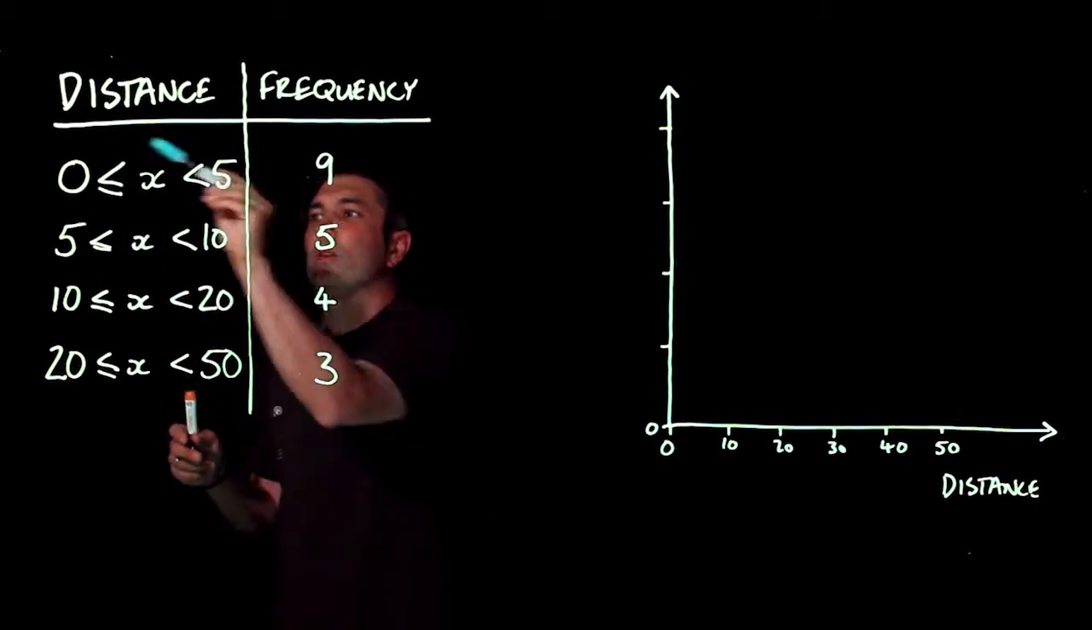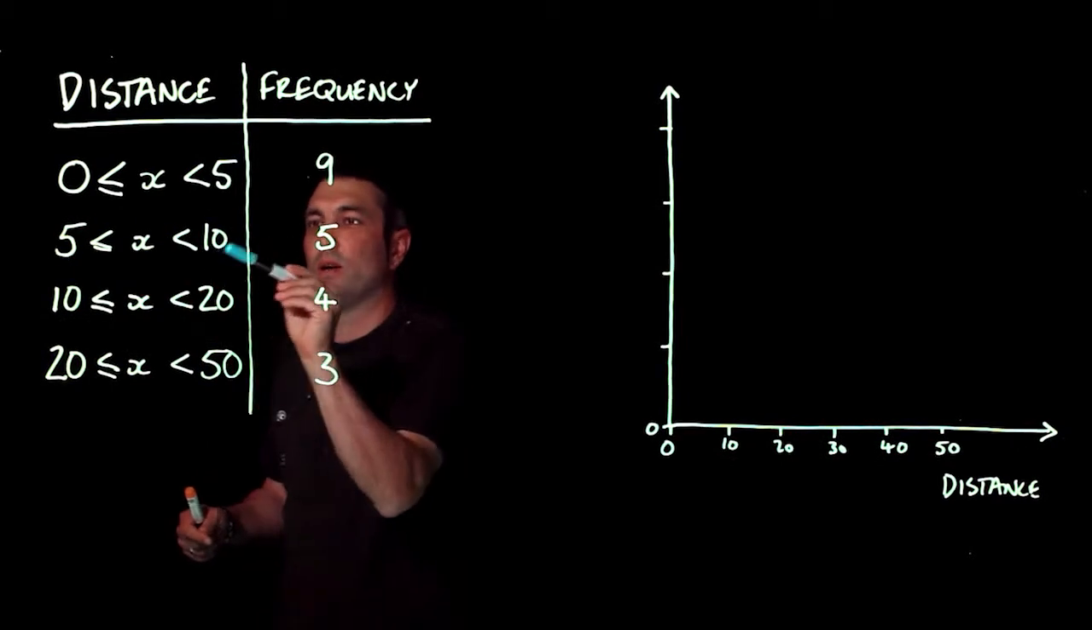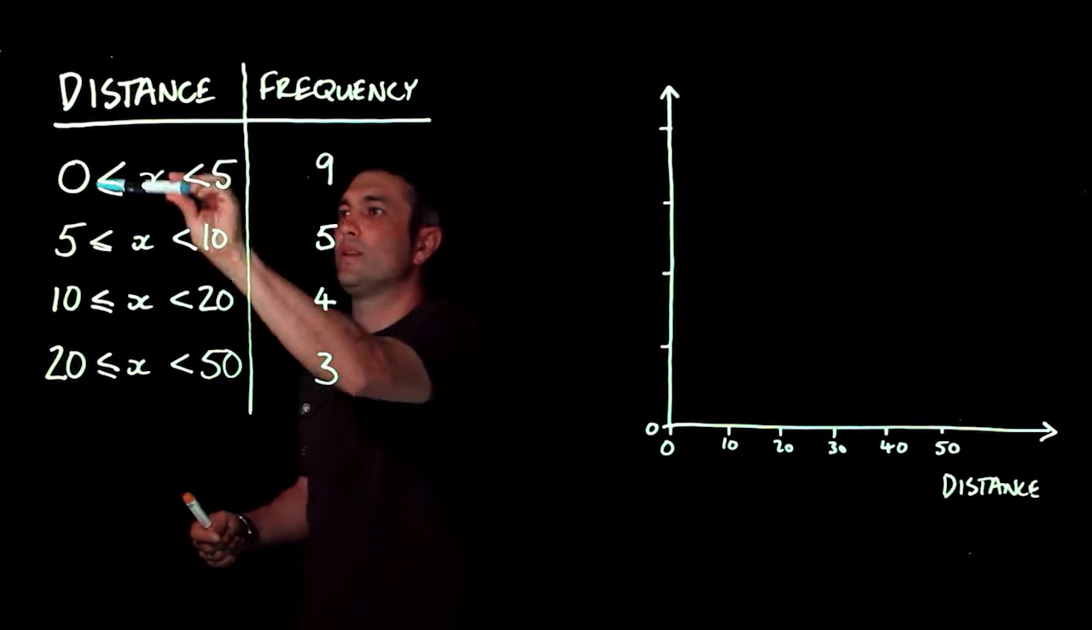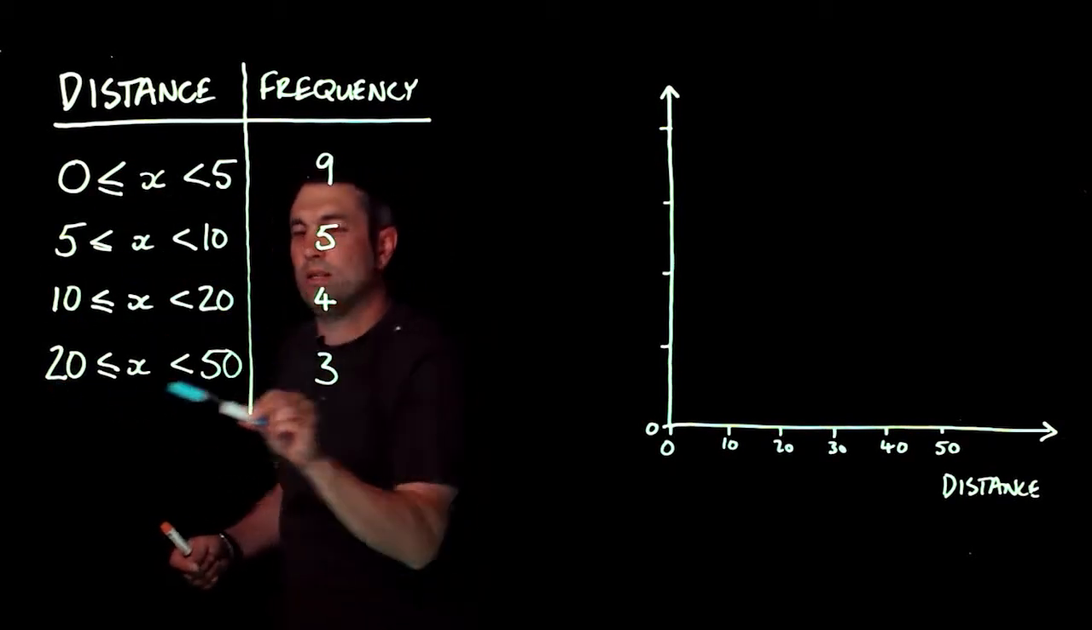Now, we've seen this notation before. This means it includes 0 but doesn't include 5, includes 5, doesn't include 10, etc., etc. But you'll notice that the groups are different widths. So this is 5 wide, this is 5 wide, this is 10 wide, and this is 30 wide.